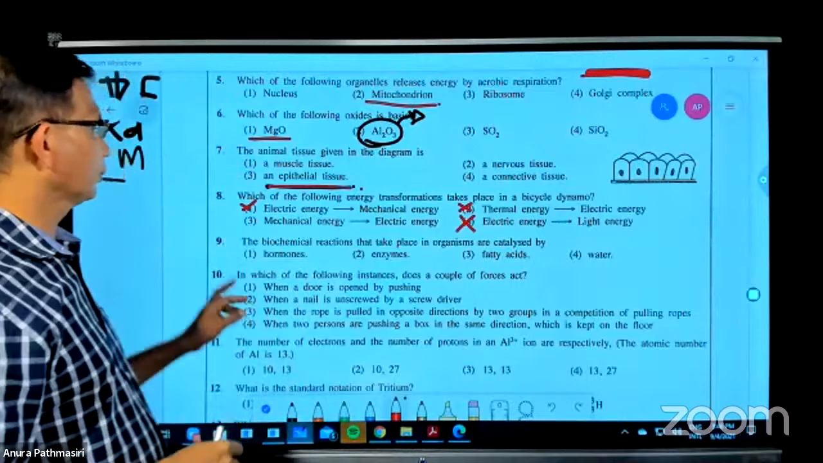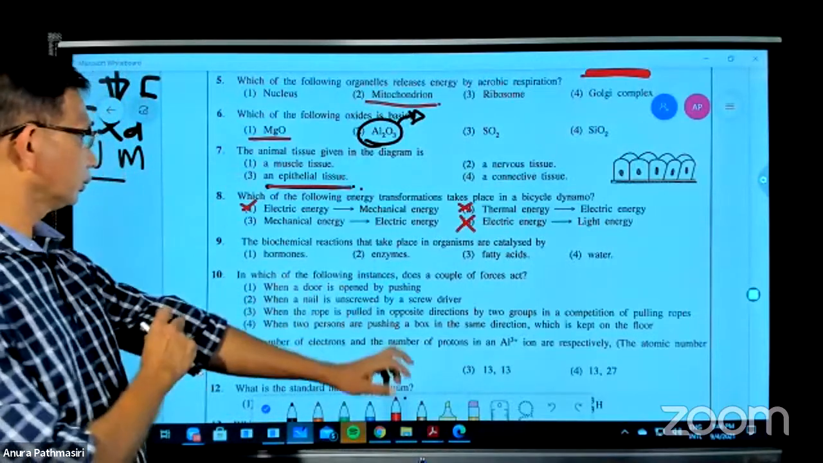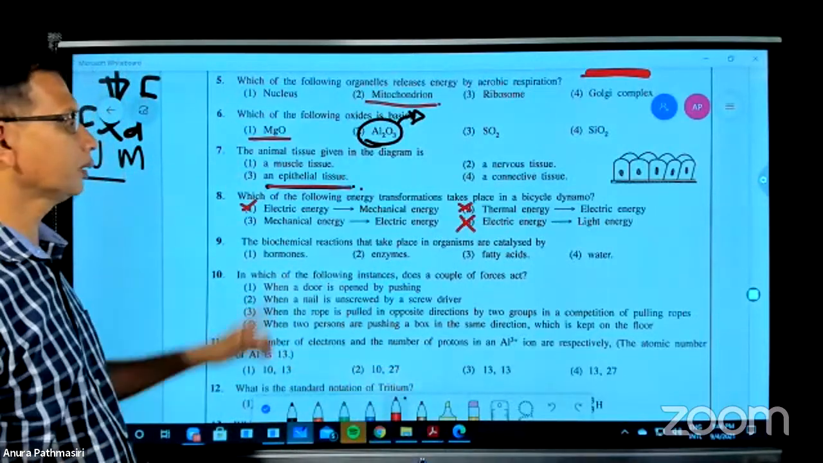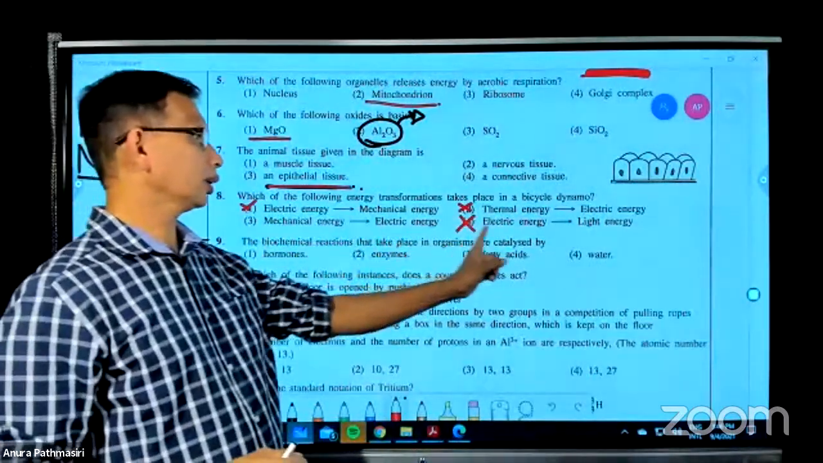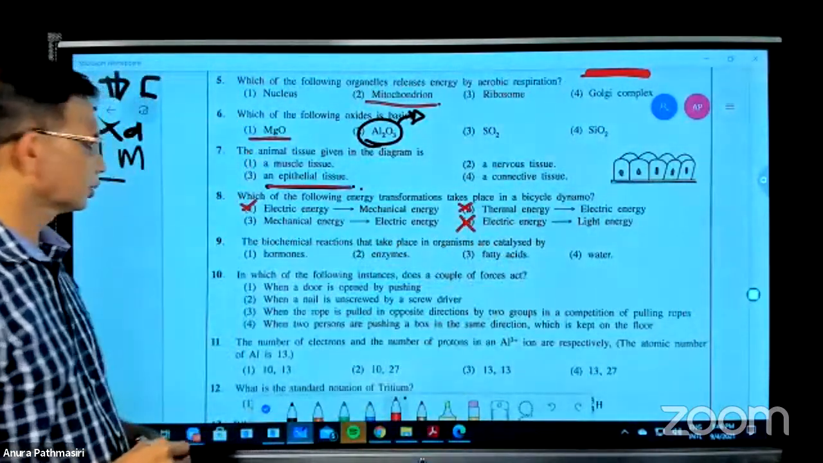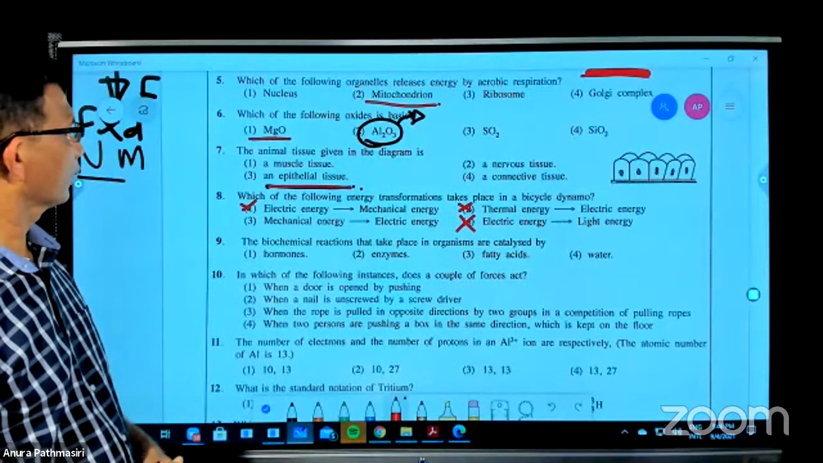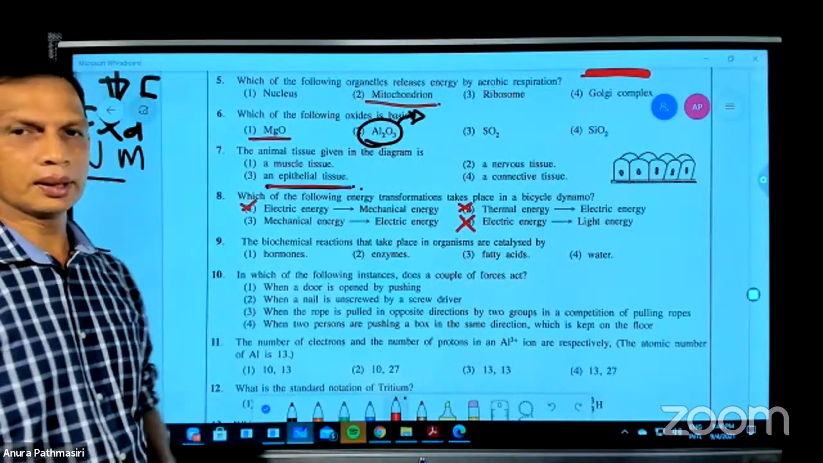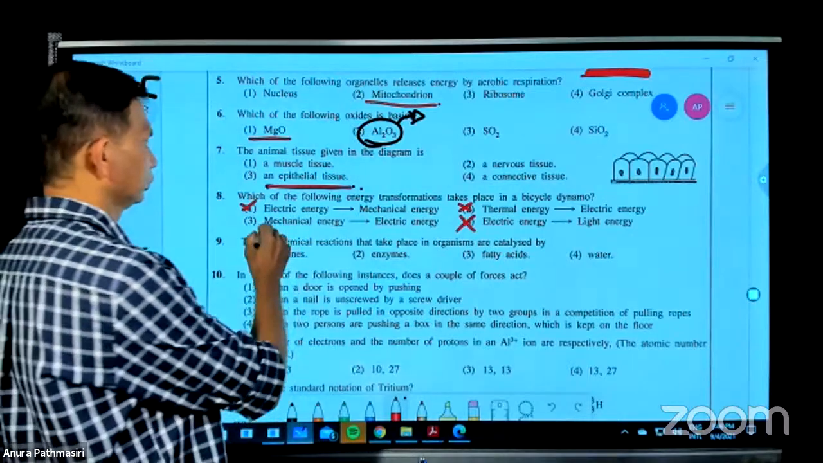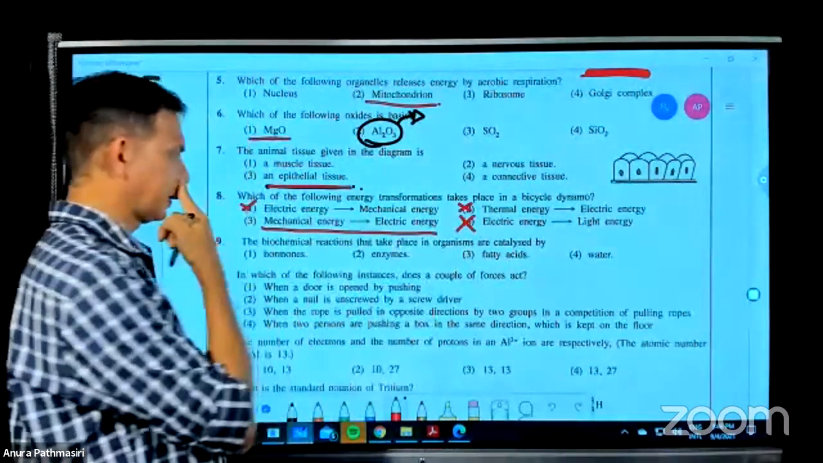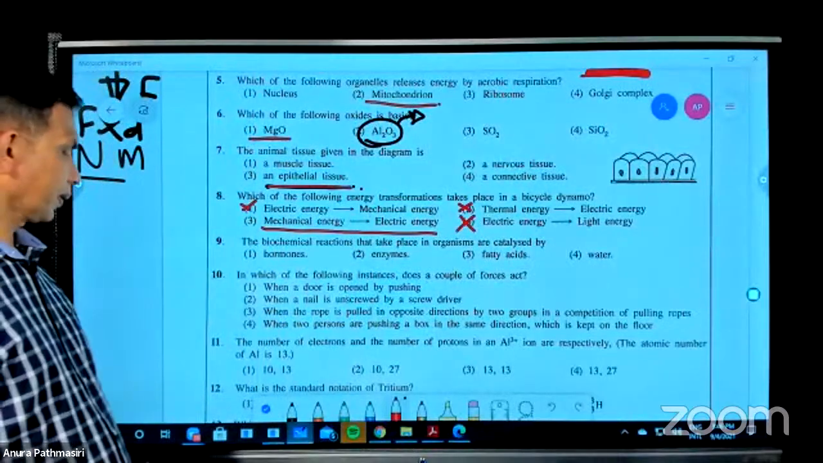Do you agree with me on that one? Are you doubtful about mechanical energy to electric energy, or electric energy to light energy? Which one is the correct one you say? Mechanical energy to electric energy. That's the correct answer.